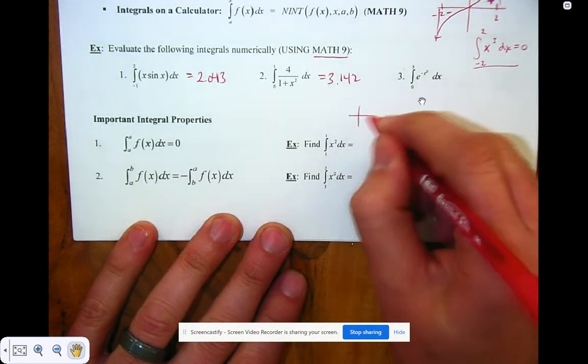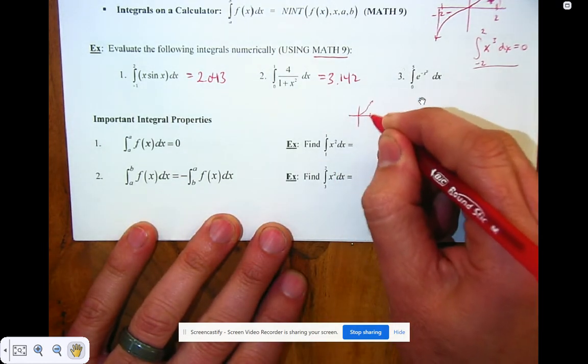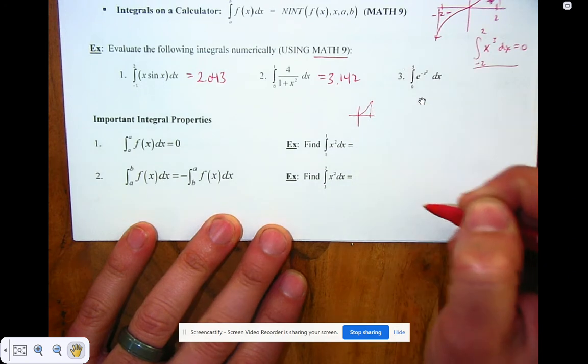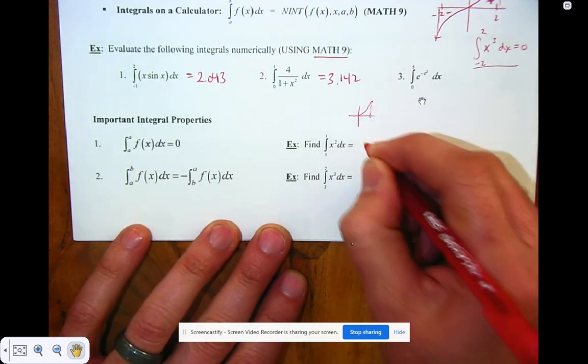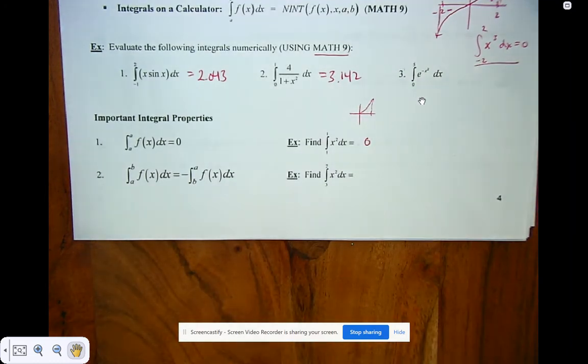If you look at the function y equals x squared and, hey, I'm at 1, let's go from 1 to 1. There is no area there. Even though you could say there's a line, there's not, because that line does technically have a thickness, right? So that area is 0.